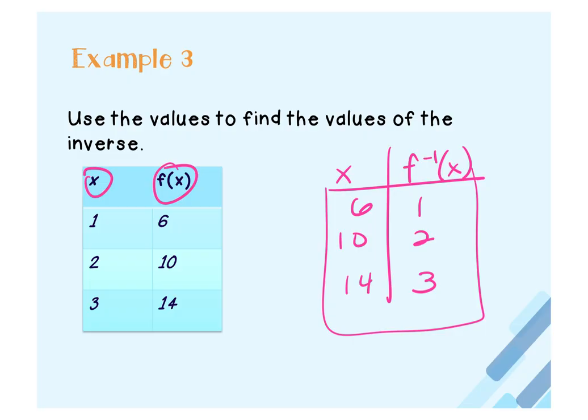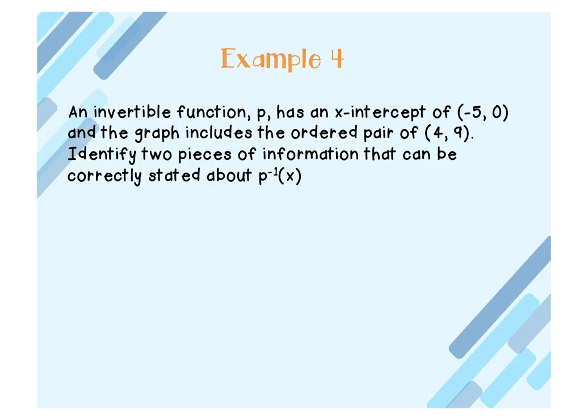So I could do it with coordinate points. I could do it with a graph. I could do it with a chart. All right, example 4 says an invertible function p has an x-intercept of (-5, 0), and the graph includes the ordered pair (4, 9). Identify 2 pieces of information that can be correctly stated about p^-1 of x.